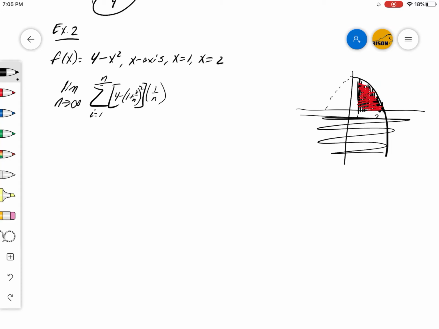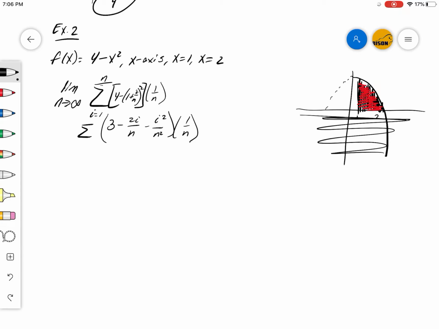I did not leave myself enough space there. So that's what it would look like plugging it into the function. Remember, the function again is 4 minus x squared, and that would be our x. Then multiplying everything together, first making the left piece look better, I would have 3 minus 2i over n minus i squared over n squared. I've still got to multiply that by 1 over n.